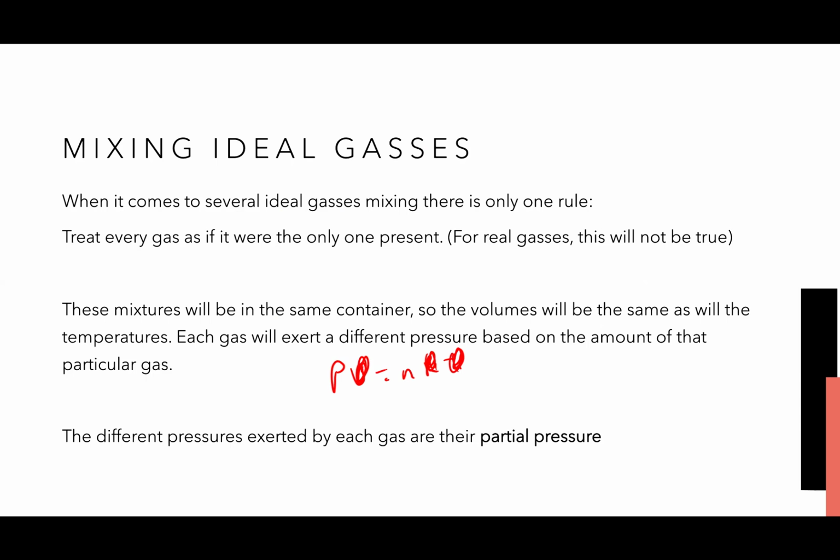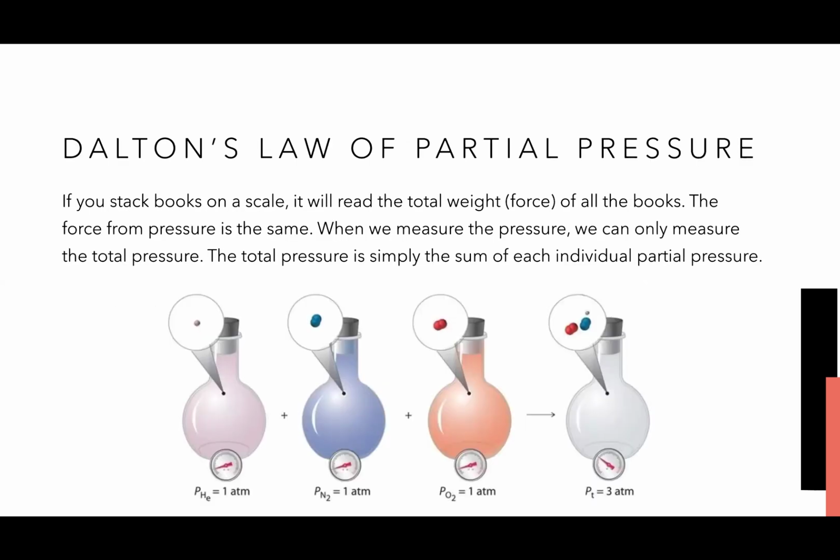The different pressures exerted by each gas are going to be called their partial pressures, because they're going to add up into a total amount of pressure. As I say right here, if you stack books on a scale, you will read the total weight of all the books. You can think about each book having a partial weight, adding up to a total weight. Same exact thing with the partial pressures and the total pressure.